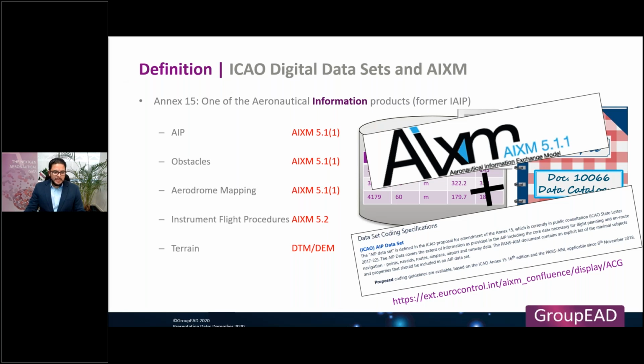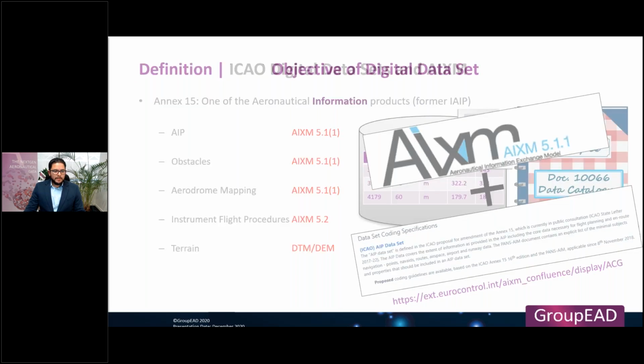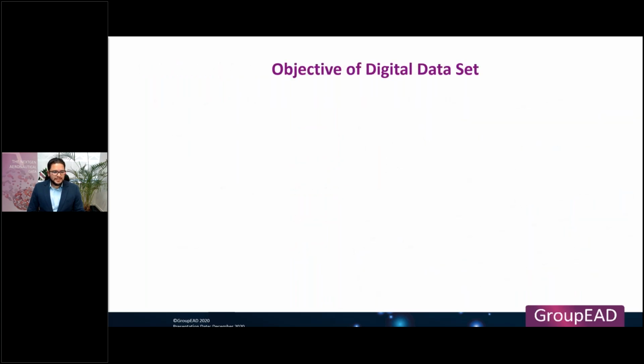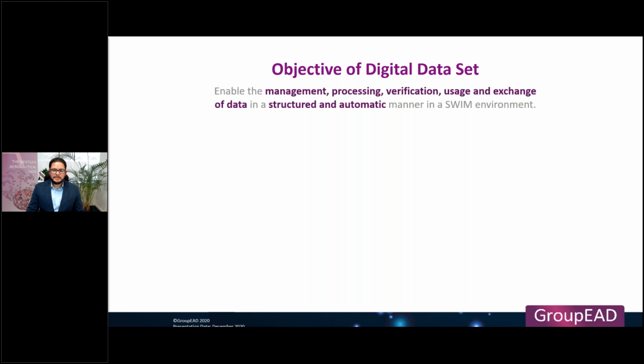All right. So let's quickly see what the objective of digital data sets is, because we are complicating things. I was really okay before with my data, so why do we want this digital data set? Here we see a definition: to enable the management, processing, verification, usage, and exchange of data in a structured and automatic manner in a digital environment. This definition tells us a lot.